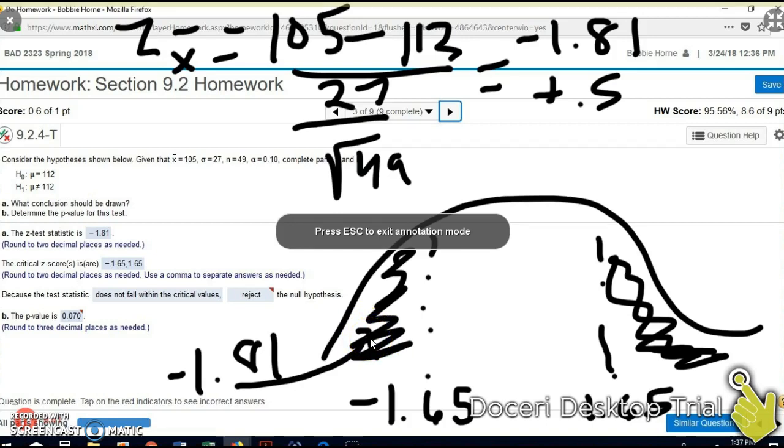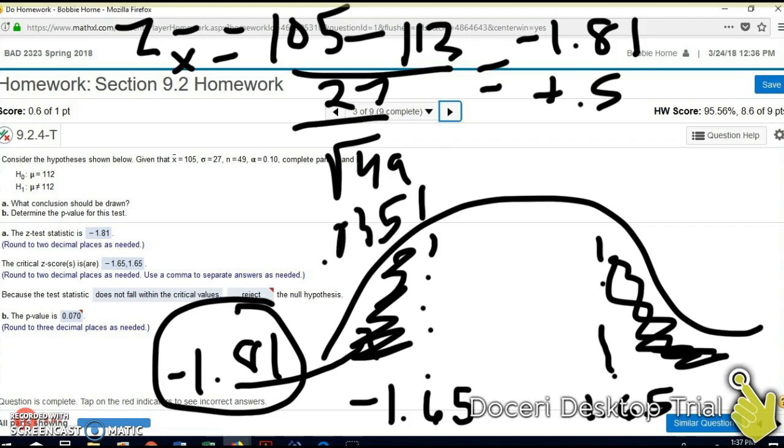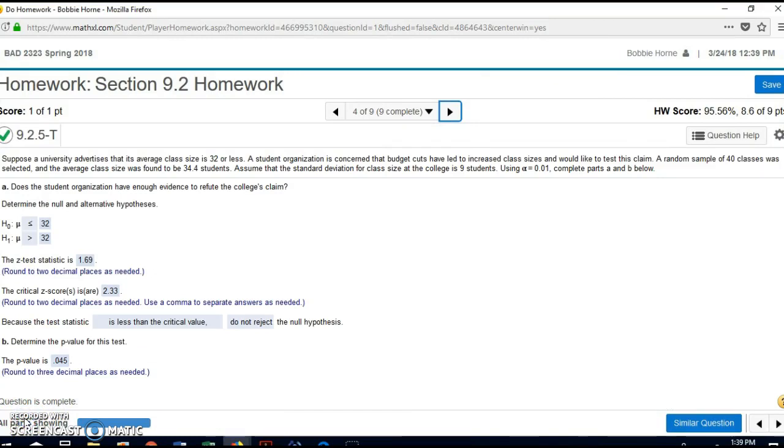And then the p-value, if you look up negative 1.81 in your table, you're going to get, I believe, 0.0351. You look up negative 1.81, but then you have to do this tail over here. So 0.0351 times 2 would be 0.07.